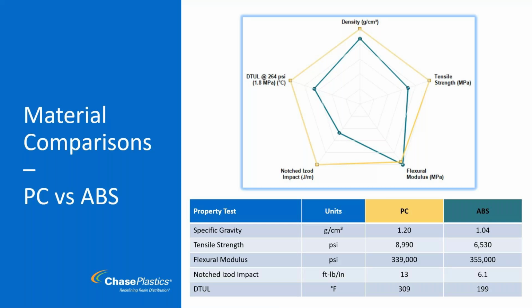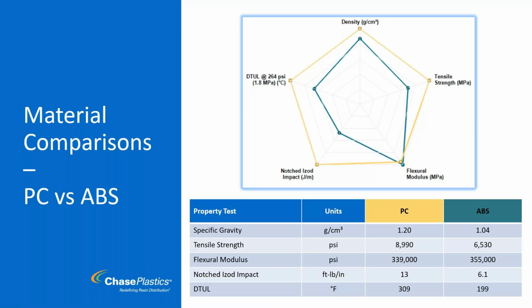So if we're looking at the diagram, I then also compared with the actual values. Our specific gravity here for the materials is 1.2 and 1.04. So you can see the ABS is lighter. We'll be able to make more parts out of the ABS if we were trying to decide between the two materials. Your tensile strength, you can see that the polycarbonate is a little bit higher, about 9,000 psi versus 6,500 for the ABS. But the ABS is a little bit stiffer, so 355 ksi compared to 339. It's a little bit stiffer, but not quite as strong out of this particular ABS.